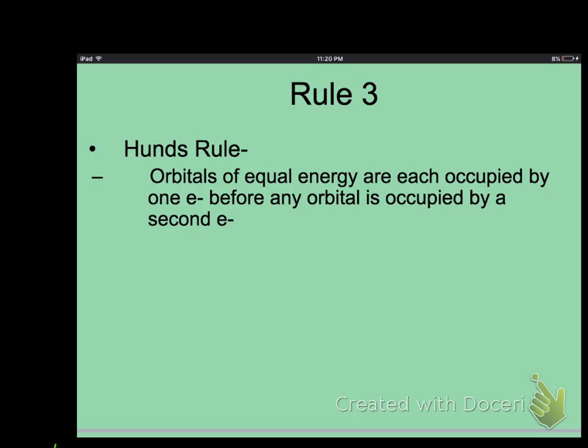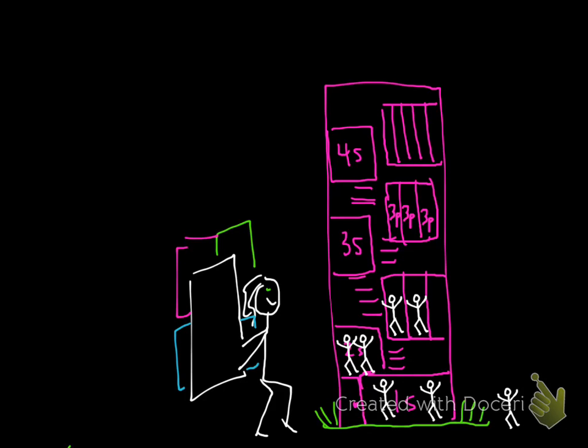So if we go back to our high-rise apartment or dorm building metaphor, if you get to the apartment building and the first floor is all occupied, and the first part of the second floor is all occupied, and you climb the stairs to this set of rooms, and two of them already have one occupant, you're going to go into that third room rather than climb the stairs to the next level. But you're not going to go in with somebody else unless you have no other choice.